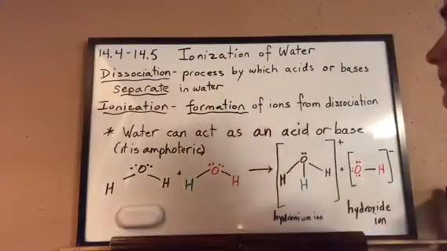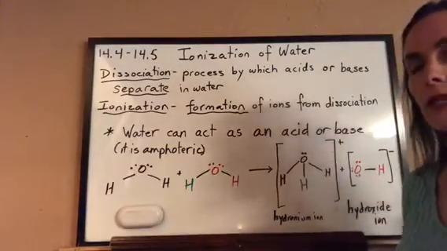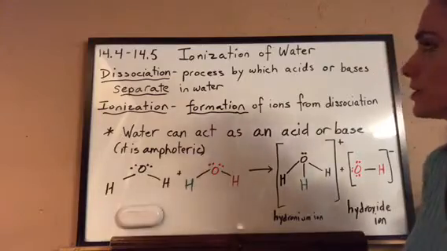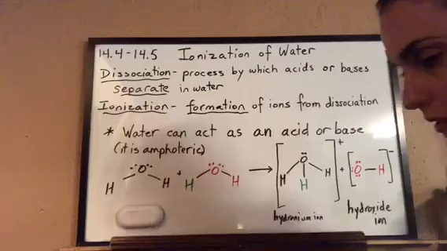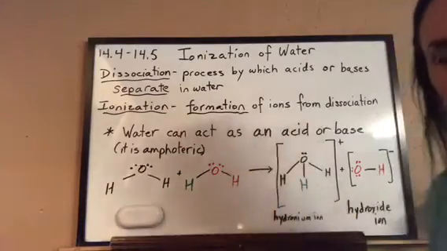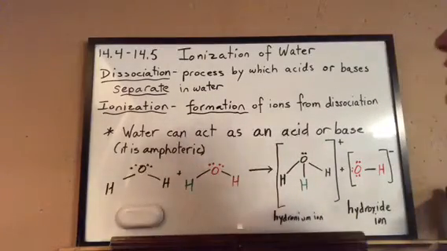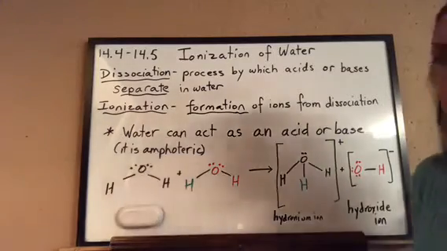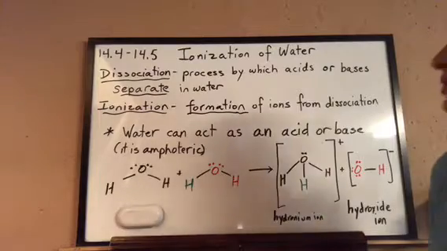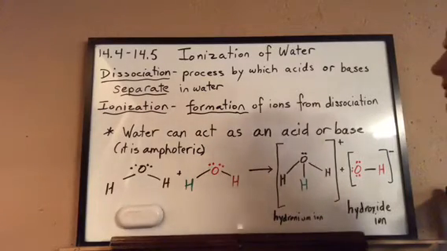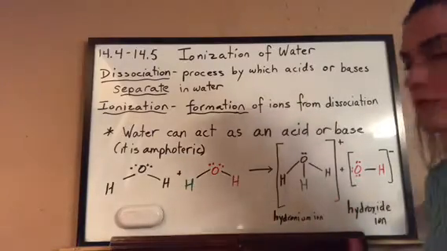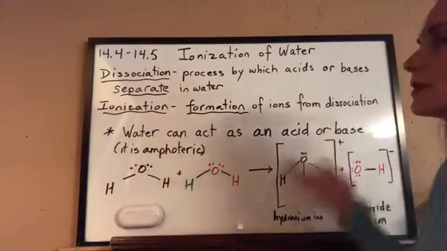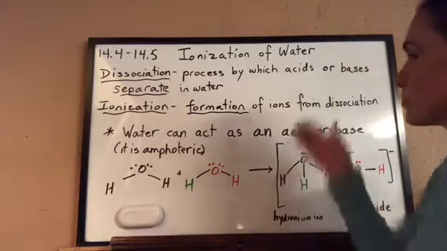Ionization of water. We were talking in the previous video about terms like ionization and dissociation, and let's define what those terms are. They kind of go hand in hand. Dissociation is the process by which acids or bases separate in water. Ionization is the formation of the ions as a result of dissociation. So they happen pretty much simultaneously. What does this pertain to when it comes to water?